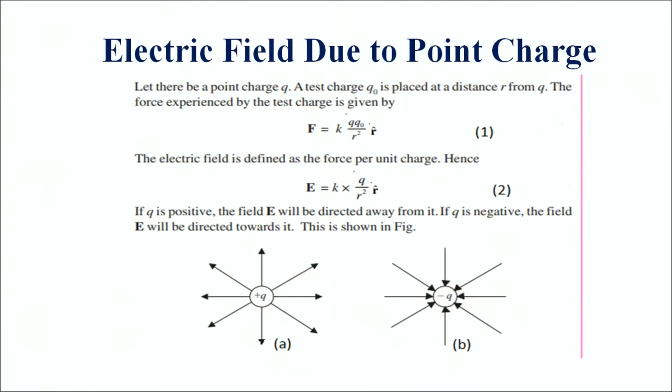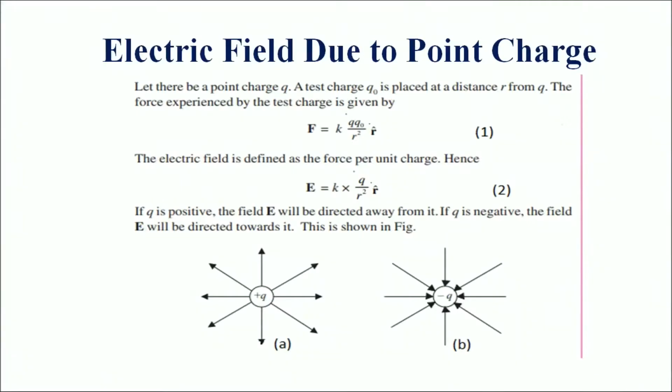Now, we will represent the electric lines of force due to a point charge. How the electric lines of force are depicted in the case of a positive and negative charge are shown in figures A and B. In the case of a positive charge, the electric field lines are radially outwards, whereas in the case of a negative charge, the electric field lines are radially inwards.